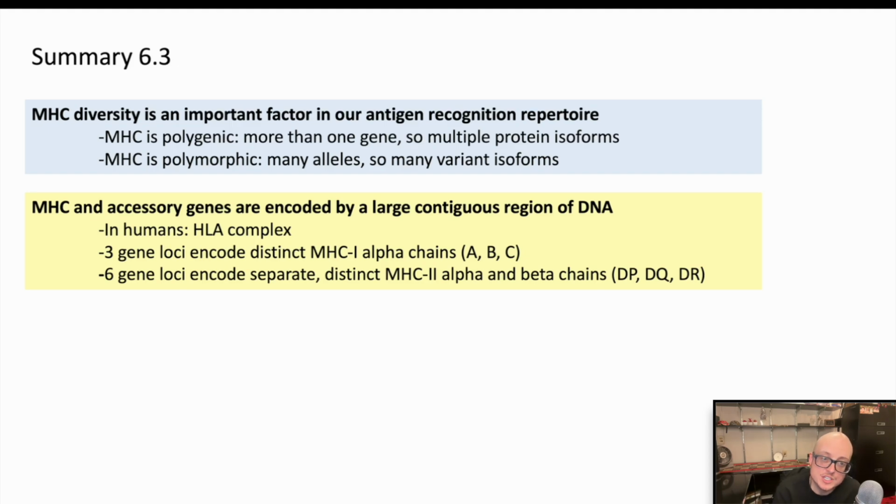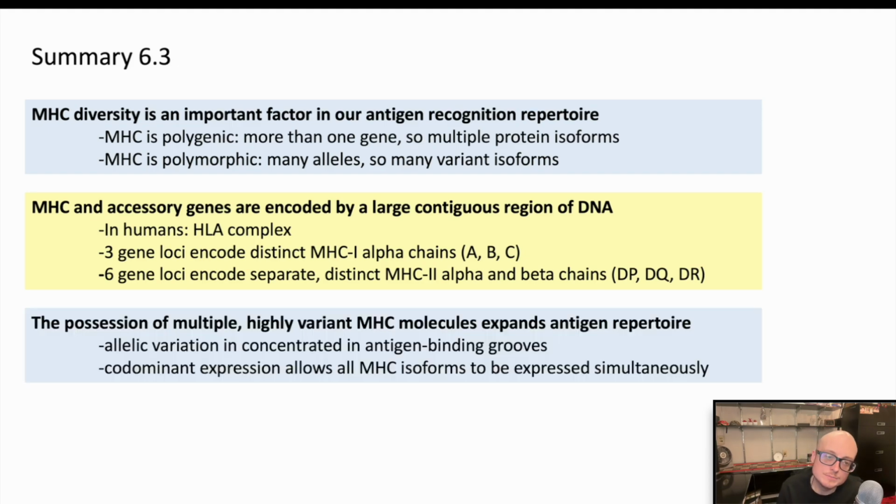Classical MHC genes, as well as other accessory molecules, are encoded in a large contiguous region of DNA that we call in humans the HLA complex. And within the HLA complex, the most important genes that we covered today were 3 isotypes of MHC class 1, which were given the names HLA-A, B, and C, as well as 6 unique genes, 6 unique loci within the MHC class 2 region, each of which encode the alpha and beta chain of 3 isotypes, DP, DQ, and DR.